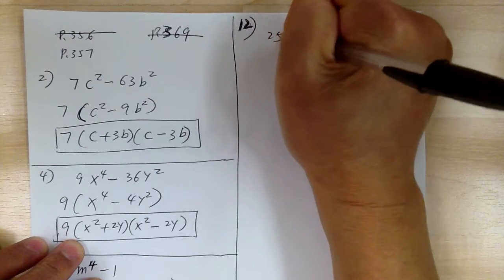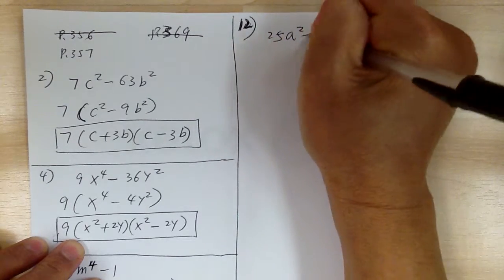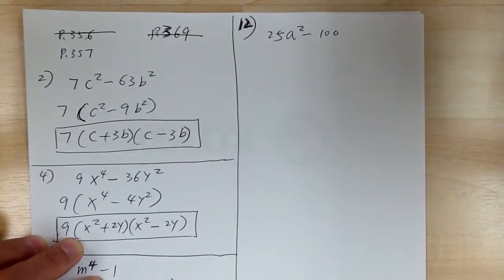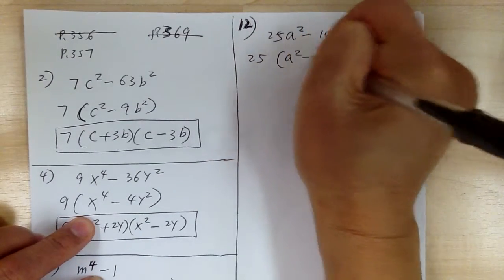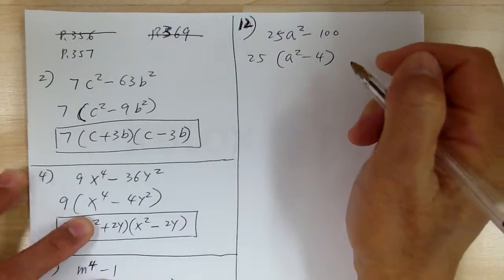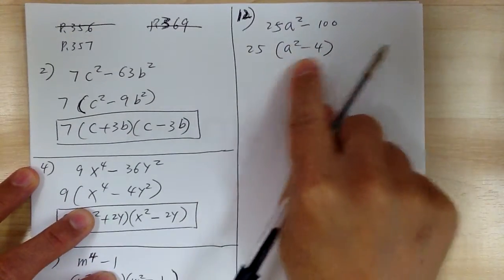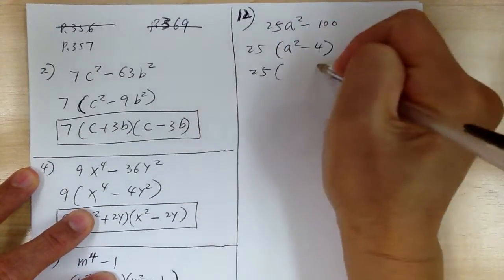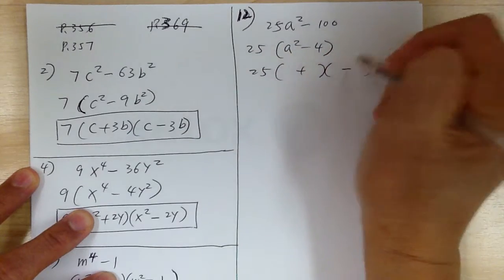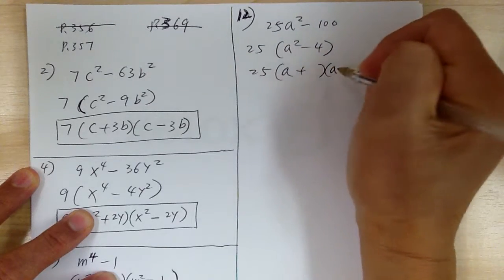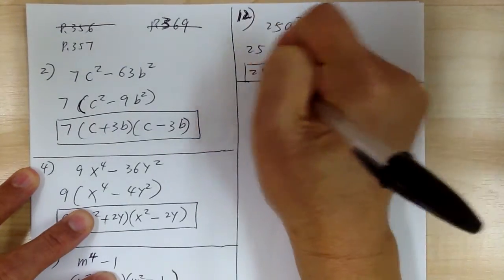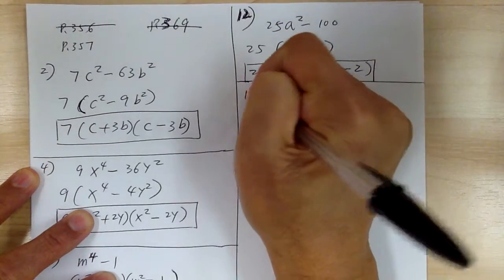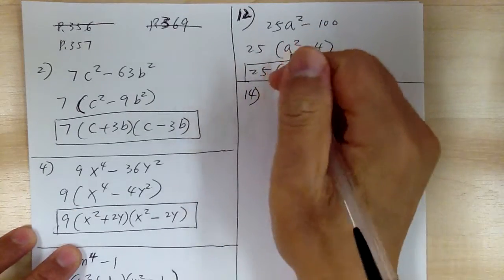Okay, you got 25a squared minus 100. So again, step 1, common factor, factor out of 25. Then step 2, difference of square. So you're going to get an a and an a, and you're going to get a 2 and a 2. Okay, so let's go to number 14.